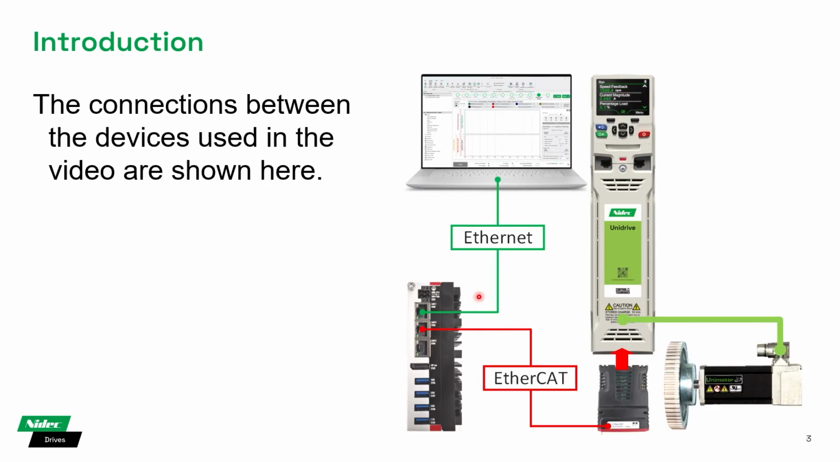So the hardware that I've got physically on my desk while I'm making this demonstration: I've got a laptop that has an Ethernet connection to my IPC, PLC controller, whichever back-office hardware you've got. I've then configured one of the ports on my IPC to be an EtherCAT network port, which is connected through to the drive via its EtherCAT interface, which in this case is an SI EtherCAT. The drive that I'm using is a Unidrive M.